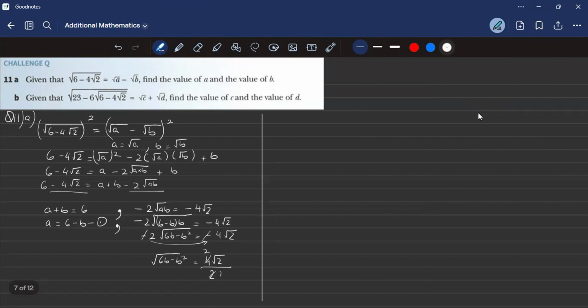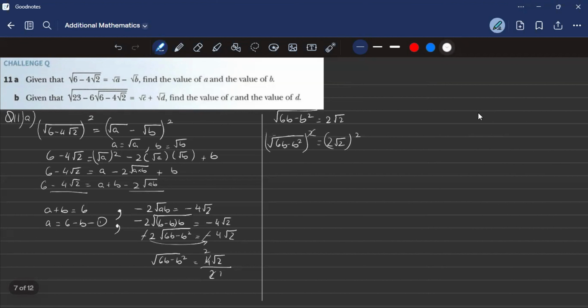Okay, then we are going to continue here. We are going to get √(6b − b²) = 2√2. Now we could just do the simple step, and that is what? Square both sides, because we have to remove this square root no matter what. So (√(6b − b²))² is going to be equal to (2√2)².